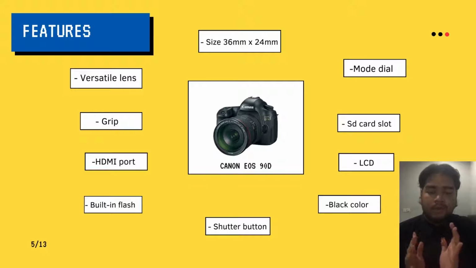Firstly, we're going to talk about the size, because that is the most asked question from customers. The dimensions of the camera are mostly 36mm and 24 times 24mm without the lens.